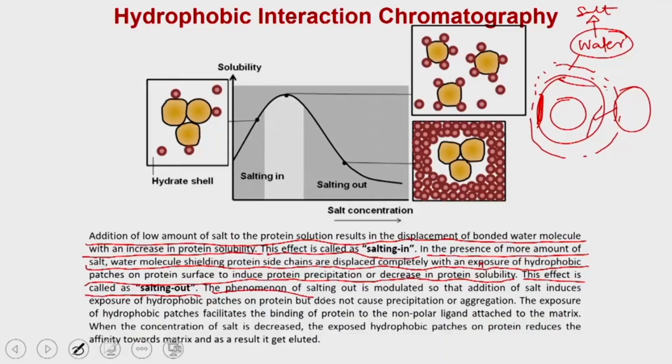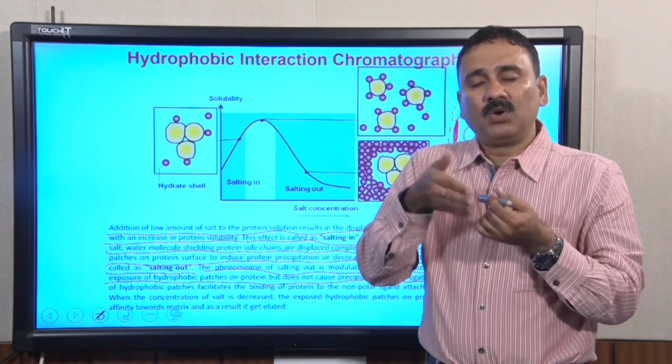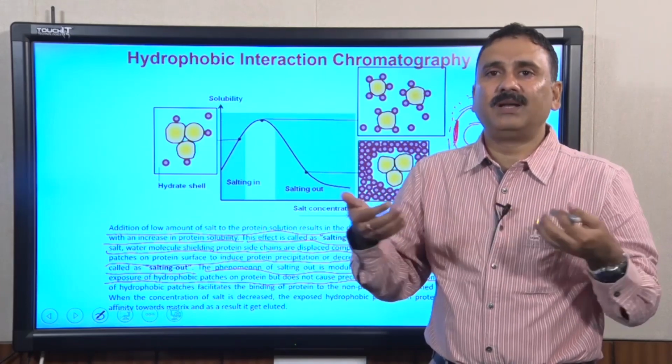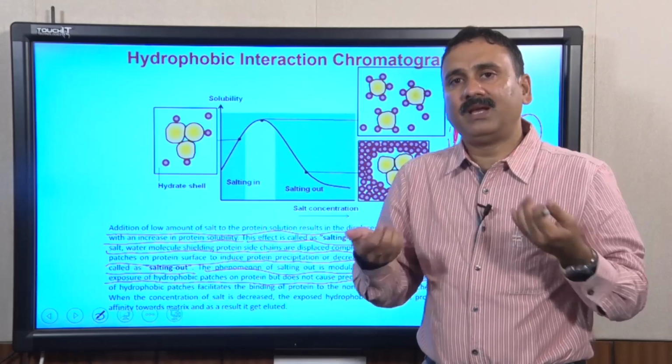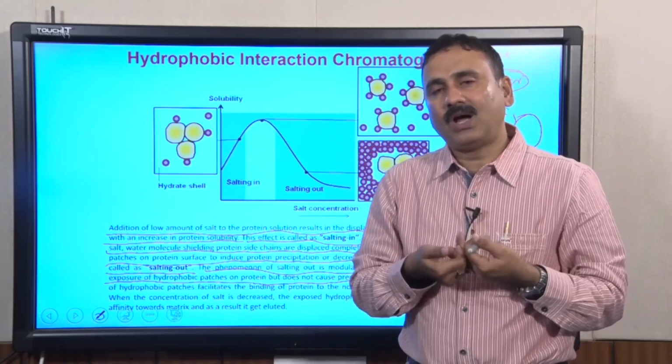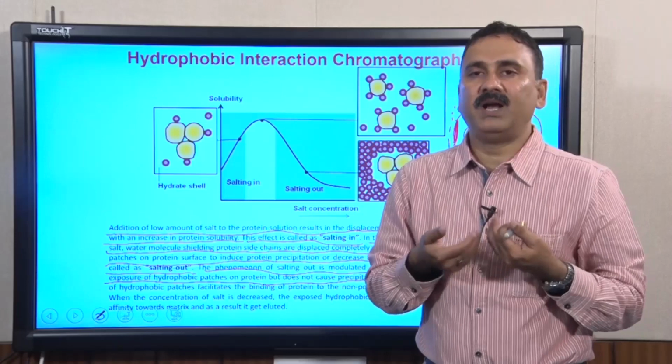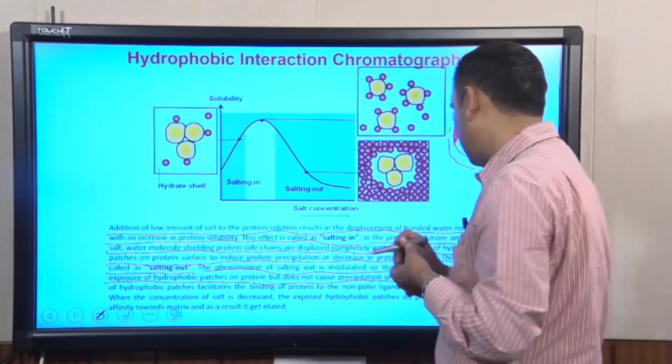So, the phenomenon of salting out is modulated in such a way that you add the salt that will induce the exposure of hydrophobic patches on the surface, but does not cause precipitation or aggregation. You have to make a very fine control and optimize it in such a way that you remove the hydration shells, but at the same time you do not allow the protein molecules to stick to each other to form aggregates or precipitate, and that is how you can expose the hydrophobic patches present on the protein molecules.